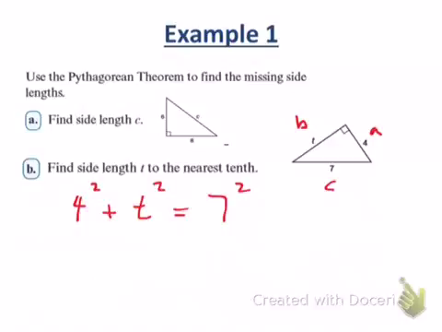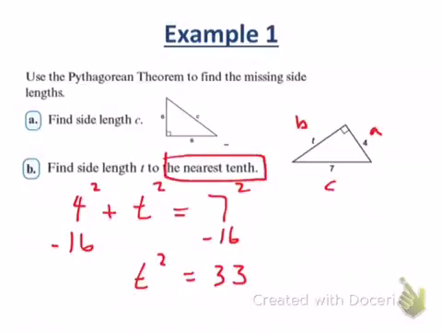Now we have a nice little equation that we can solve. 4 squared is 16. So I'm going to subtract 16 from both sides. And I'm going to get t squared equals 49 minus 16, which is 33. Now this says find to the nearest tenth. So what are we going to do? We're going to use the calculator to estimate the square root of 33. It's going to be a little less than 6, right?